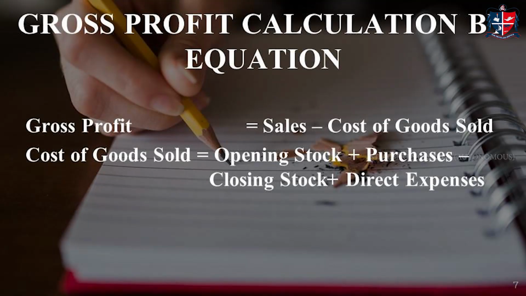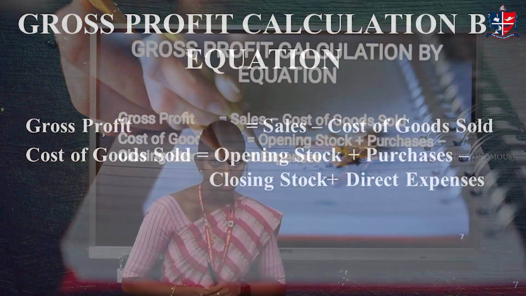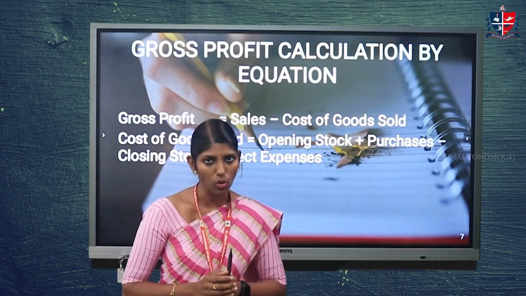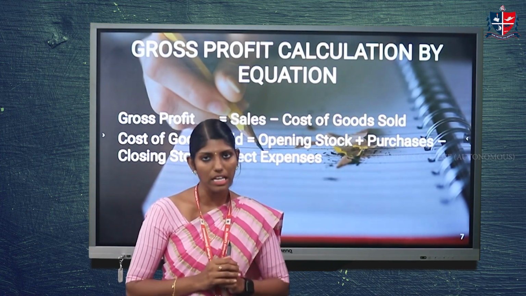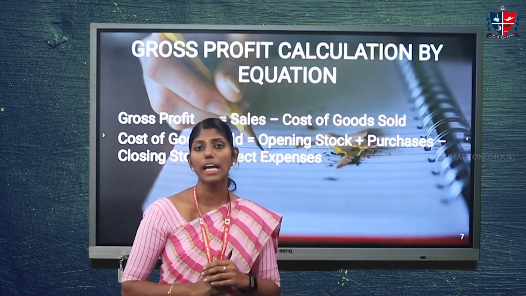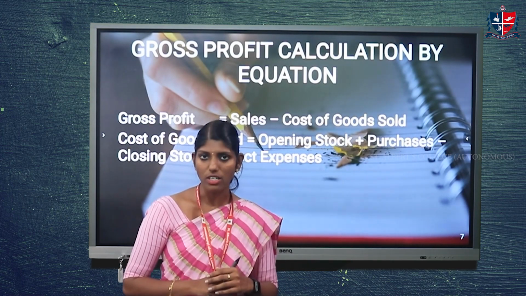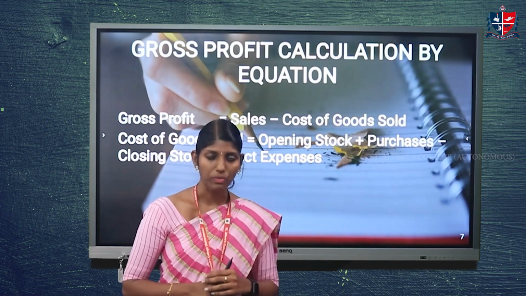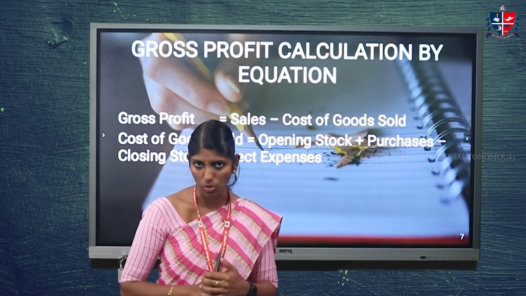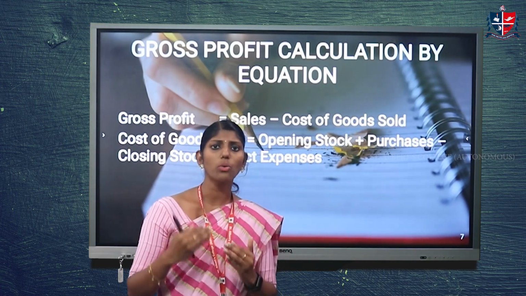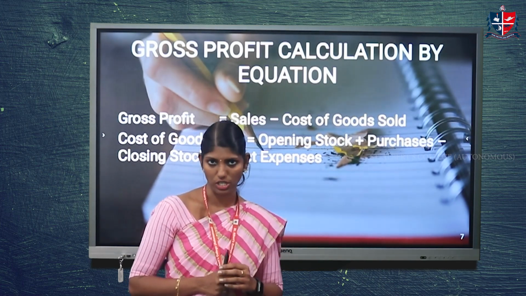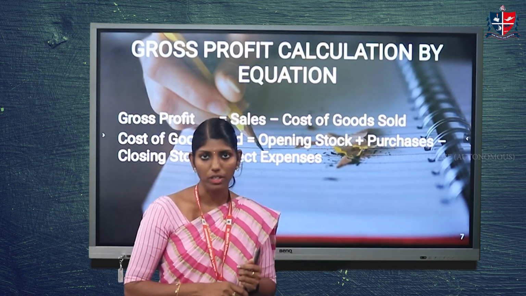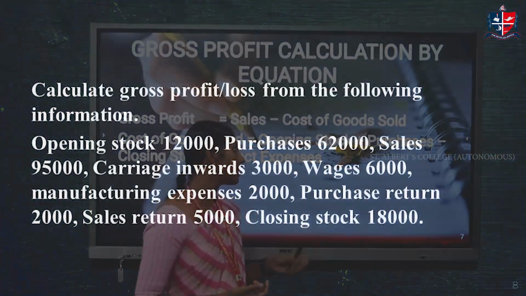Then the same gross profit can be calculated by using an equation. And the equation to find out gross profit is sales minus cost of goods sold. Here sales means sales minus sales returns. And the cost of goods sold can be found out using an equation, that is opening stock plus purchases minus closing stock plus direct expenses. This is the equation to find out cost of goods sold. So let's see how to solve the same problem using equation. We have already solved a problem using the trading account. Now let's see how to solve the same problem using the equation.